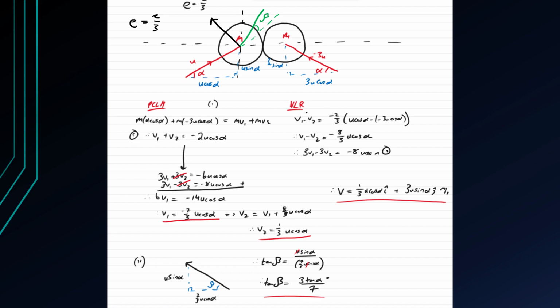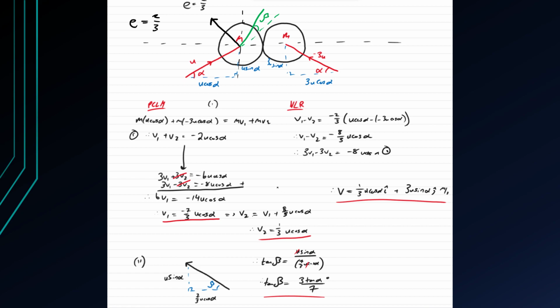Now going over to here, we have Newton's law of restitution, which is v1 minus v2 is minus e times u1 minus u2. So that's 4u cos alpha. So minus 2/3 times 4u cos alpha is naturally minus 8/3 u cos alpha. And multiplying across by 3 to get it in a nicer form, we get 3v1 minus 3v2 is minus 8u cos alpha. So after simplifying, if we multiply the first equation by 3 and solve simultaneously, we get v1 is minus 7/3 u cos alpha.